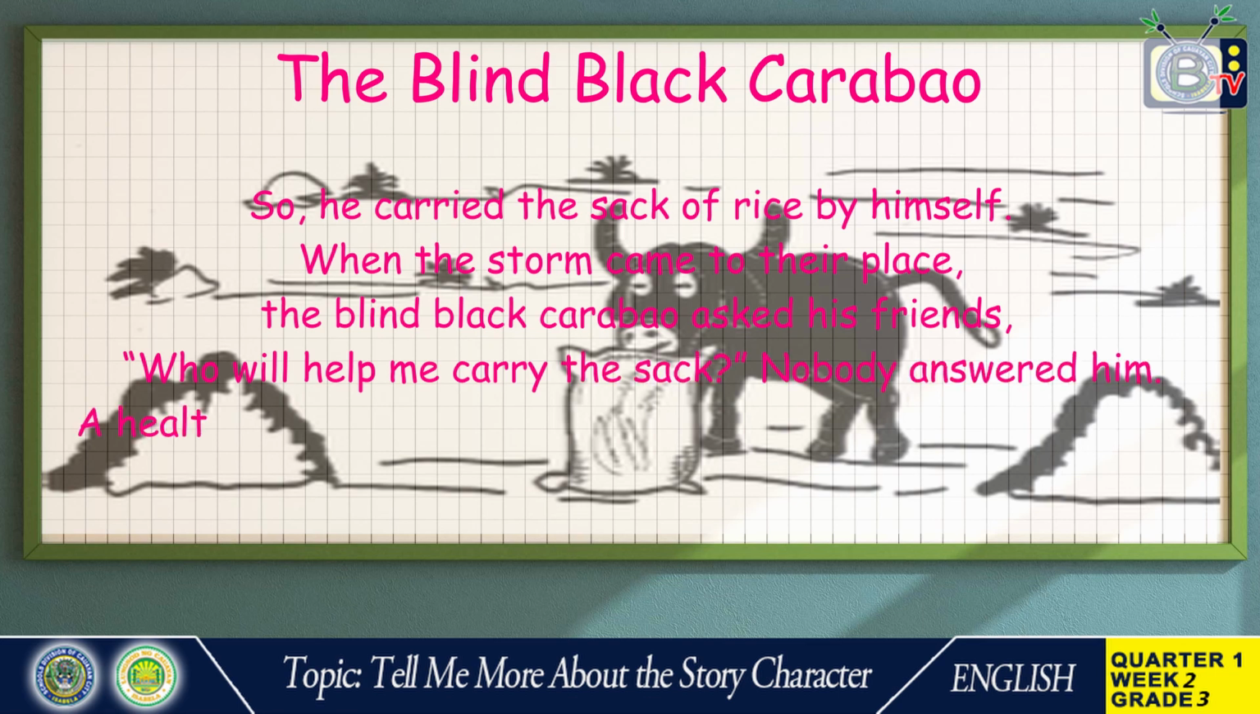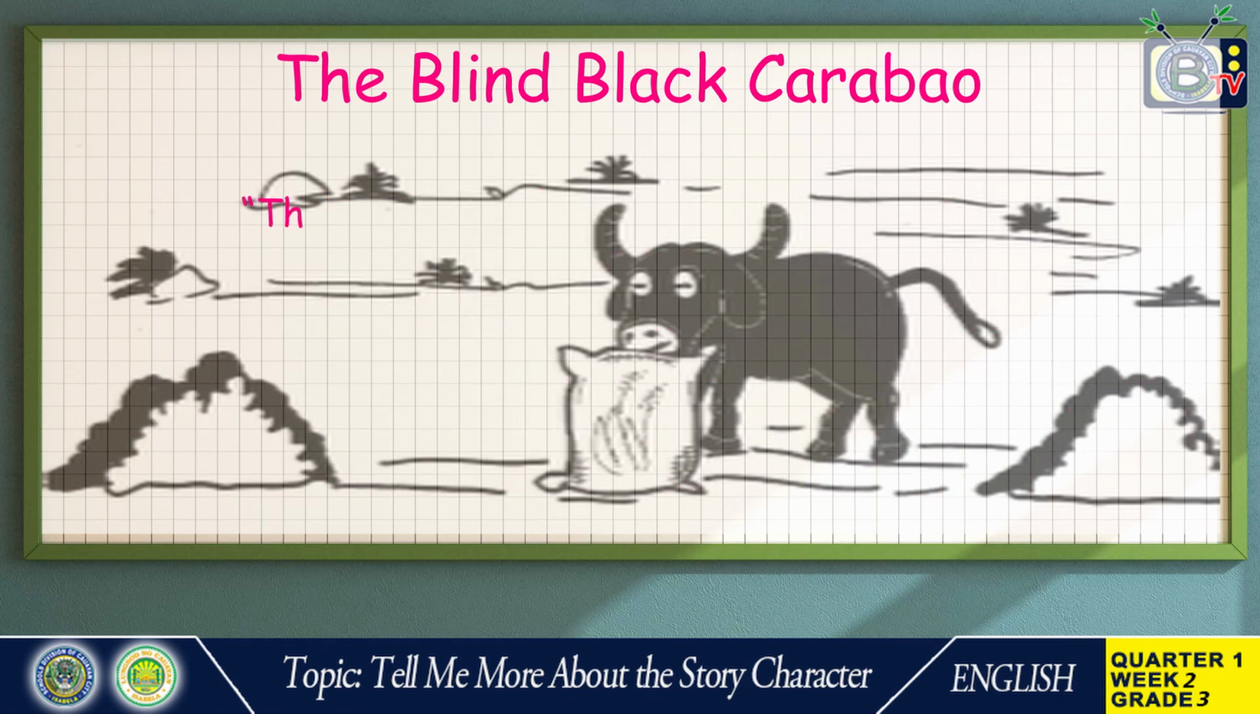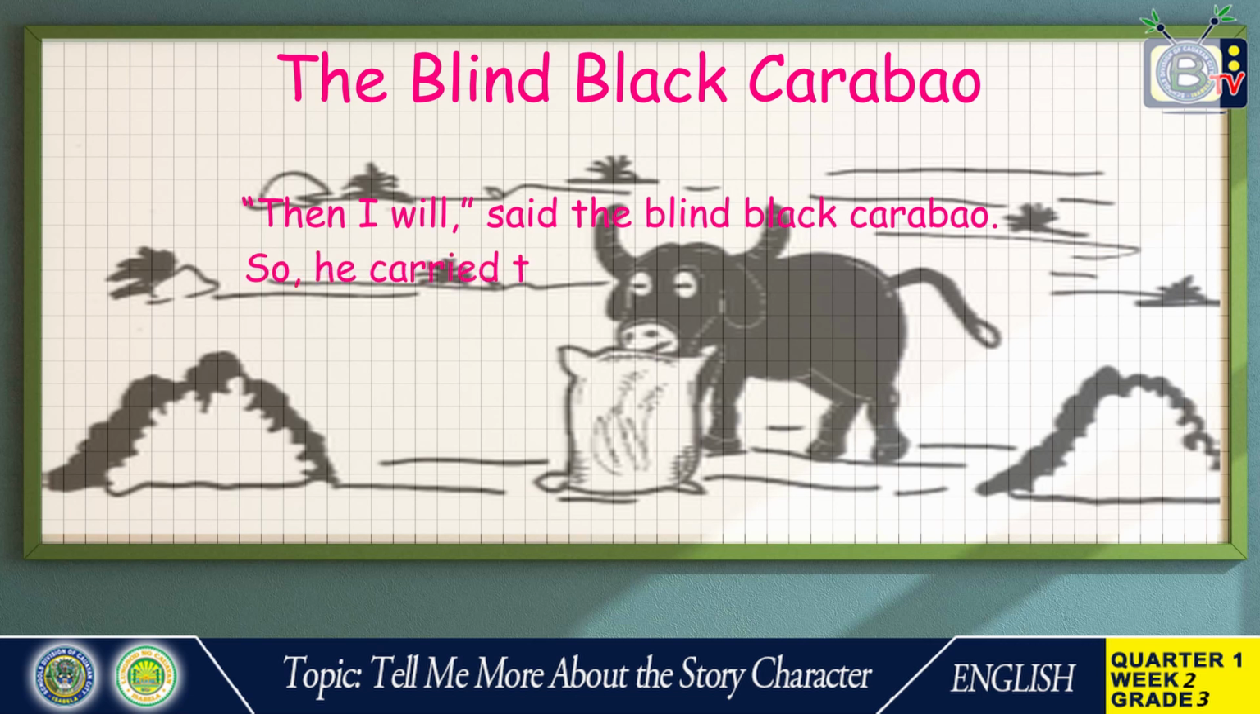Nobody answered him. A healthy cat returned to her chair. A rich dog hid in his house, and a selfish goat ran in a distant place. "Then I will," said the blind black carabao. So he carried the sack of rice by himself.